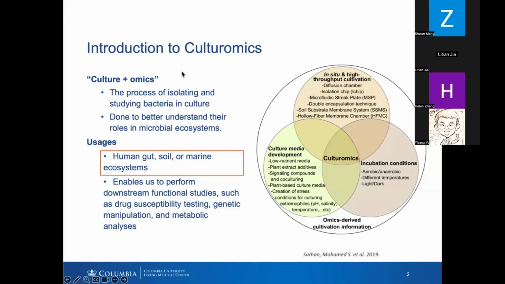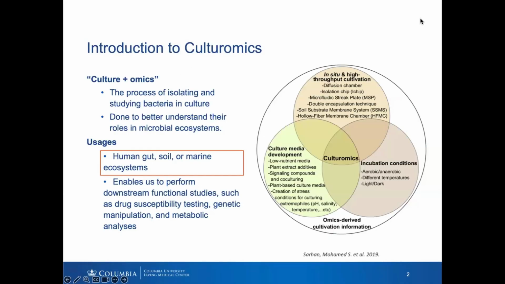First, I just wanted to quickly introduce everyone to the concept of culturomics. It's a sandwich word between culture and omics, and really it's the process of isolating and studying bacteria in culture to better understand their roles in microbial ecosystems. Traditionally, isolating bacteria from environments like the gut has been labor intensive and often yields limited diversity. So this paper introduces a new automated system for streamlining the whole process.